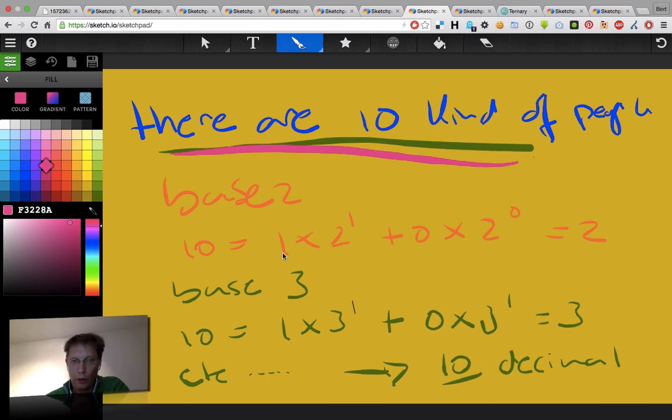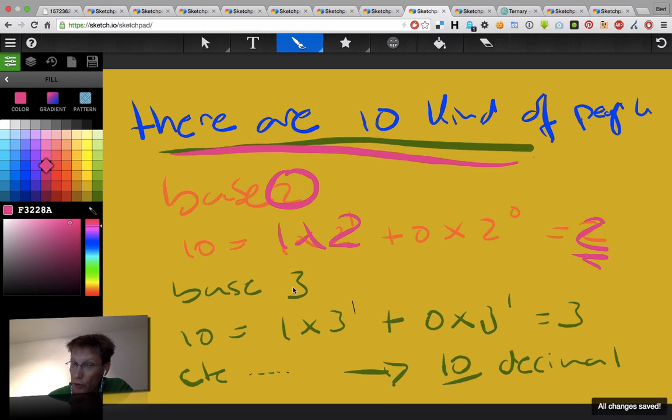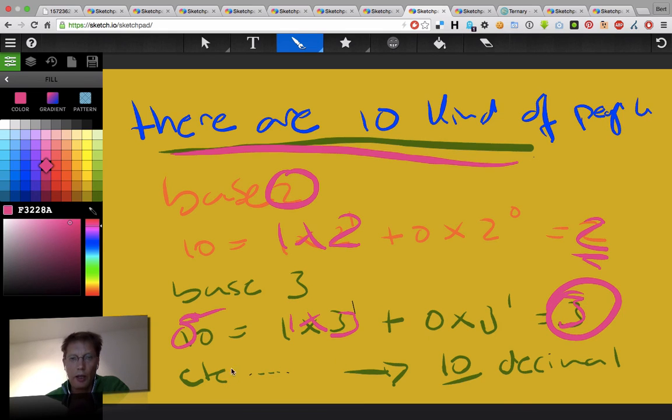Now if we understand that, we can get to the joke, there are 10 kinds of people. In base 2, it would be 1, 0 is 1 times 2 to the power of 1, which is 2, so it's 1 times 2, equaling 2, and 0 times 1, so the total is 2. But in a base 3 system, 1, 0 would be 1 times 3 to the power of 1, that's 3, plus 0, so the total would be 3. In a base 4 system, 1, 0 would be 4. In a base 5 system, 1, 0 would be 5. In a decimal system, a base 10 system, 1, 0 would be, ta-da, 10.